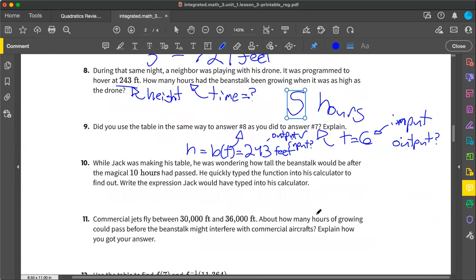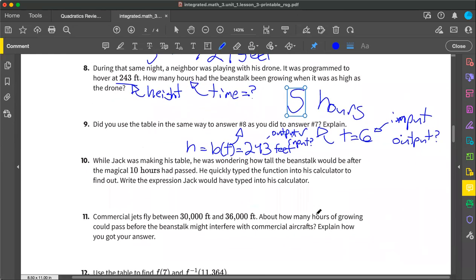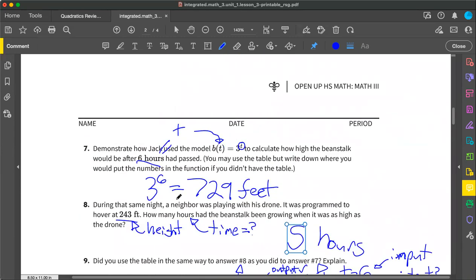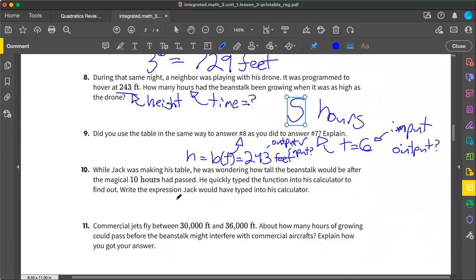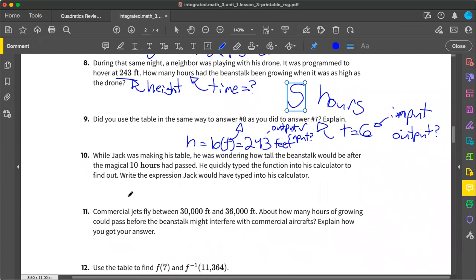Finding the table, wondering how tall it would be after the magical 10 hours. Write the expression Jack would have typed into his calculator. We already have that function, which was given to us. We know it's 3 to the t power. So in your calculator, I would hope that you do something like 3 to the 10th power and get whatever that's going to be. No need to approximate it, actually. This should give you some number, which I'll leave it up to you to find.